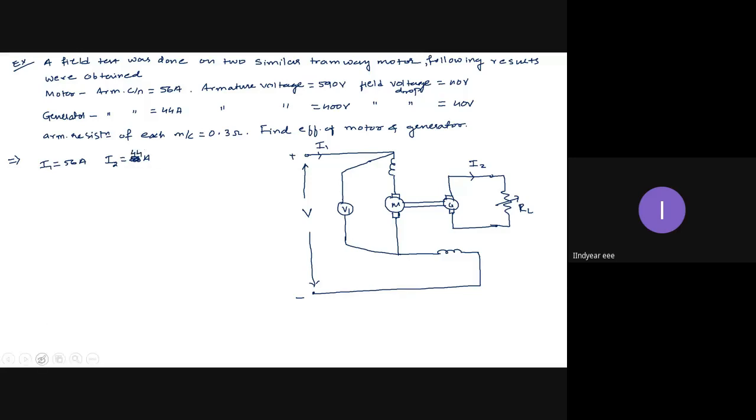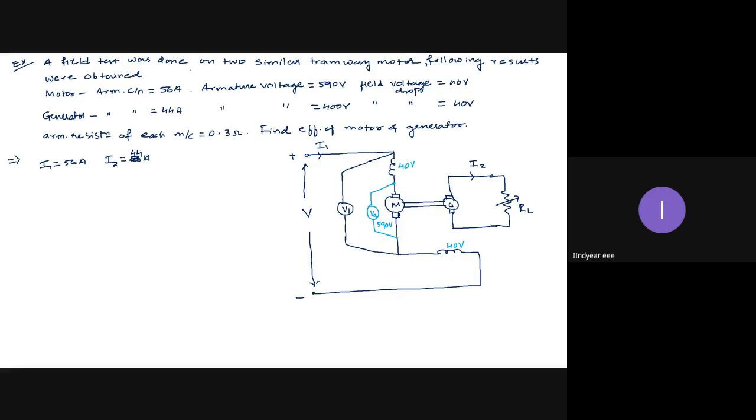But in the problem statement, what is given is the armature voltage is 590 volts. Let me take this as VA, and 40 volts here. Now what has been done in the textbook is they have taken V1 as 590 plus 40 as the supply voltage V. Okay. But V is not 590 plus 40. They have taken V1 as 590. That is the problem.